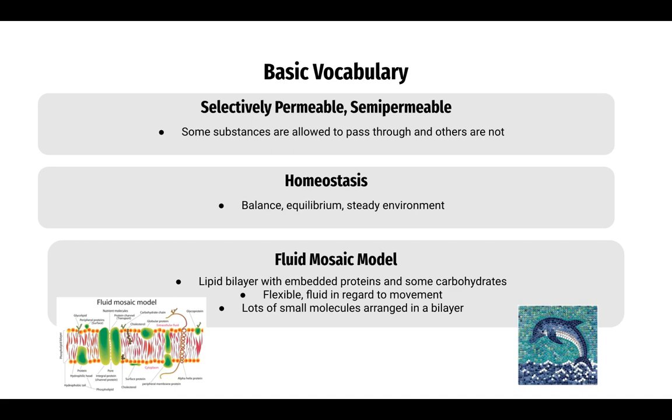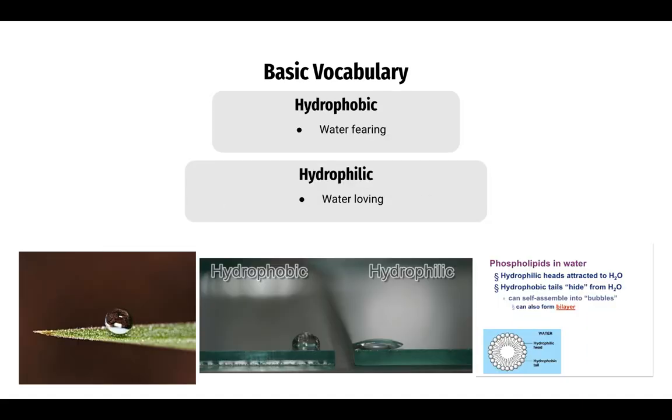And we've talked about the fluid mosaic model. I put a little mosaic of a dolphin here. Lots of different parts all working together. And they're fluid because they're constantly in motion, constantly swirling in motion. So it's a lipid bilayer that is embedded with proteins and carbohydrates and cholesterols, which we just talked about. We have the flexibility due to the cholesterol. It's fluid because everything is constantly moving around. And we have lots of just these small little molecules that are embedded in all of these lipids. That makes up our fluid mosaic model.